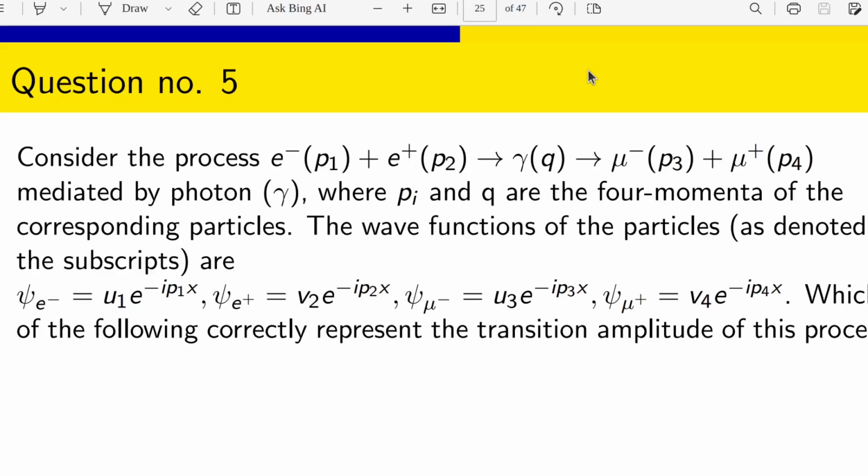The wave functions of the particles, as denoted by the subscripts, are ψ_e⁻ = u1 e^(−i p1·x), ψ_e⁺ = v2 e^(−i p2·x), ψ_μ⁻ = u3 e^(−i p3·x), and ψ_μ⁺ = v4 e^(−i p4·x). Which of the following correctly represents the transition amplitude of this process?